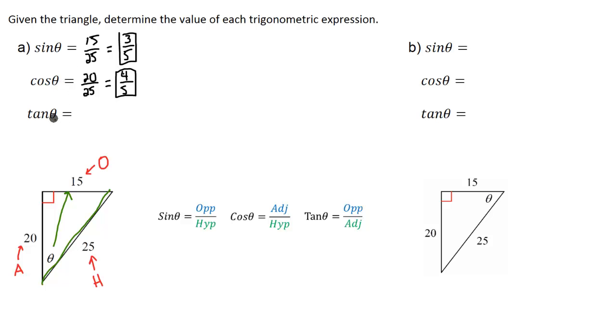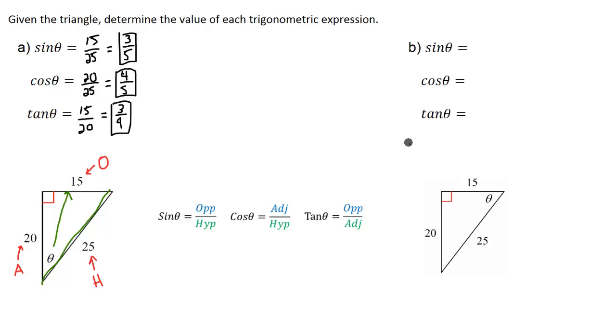And lastly, tangent of theta is opposite side over adjacent. So opposite side is 15. We used that with sine. And then the adjacent side is 20. We used that with cosine. And we could also reduce this. 5 goes into both of these as well. So 15 divided by 5 is 3. And 20 divided by 5 is 4. So this one's going to be 3/4.